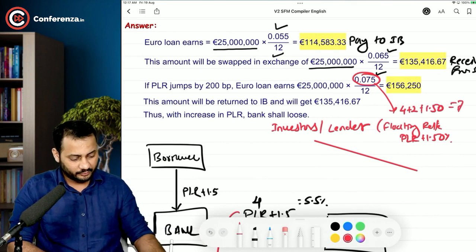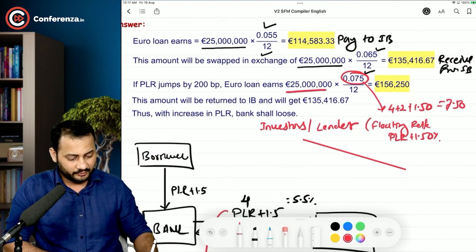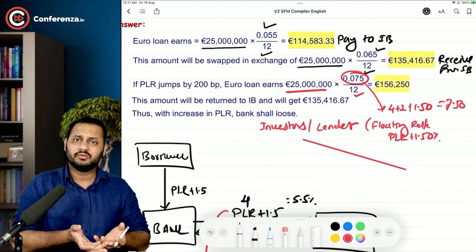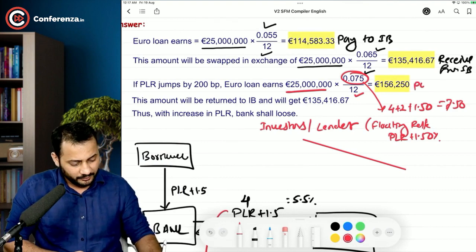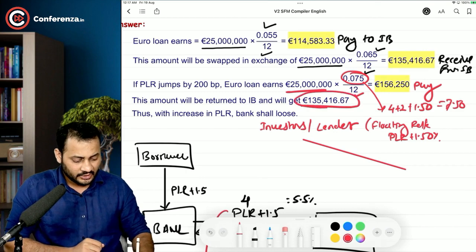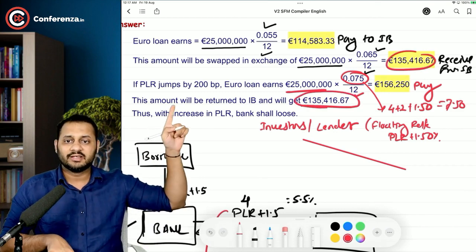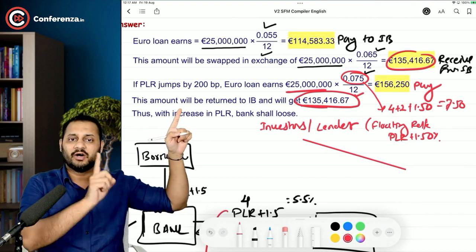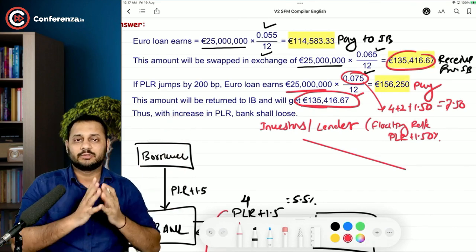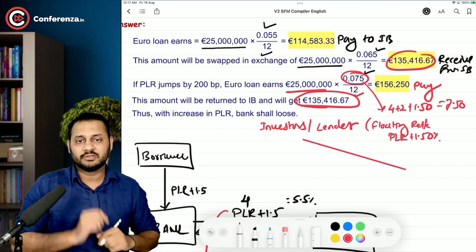So that was 7.5 you are going to pay. 7.5%, 25 million into 7.5 divided by 12. This is what we will be paying the next month and receiving the same thing, because we have agreed on this fixed payment. So the receipt every month will be fixed to 135,416 at 6.5%, but the payment every month will vary. In the first month it was like this.